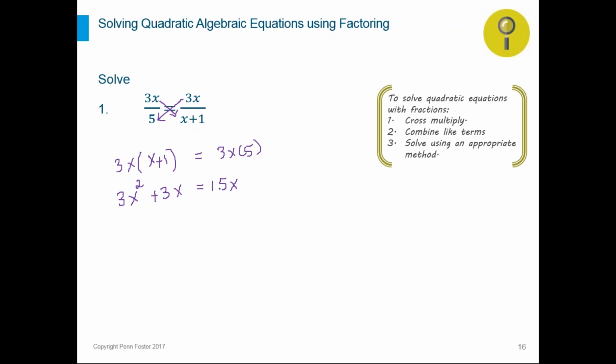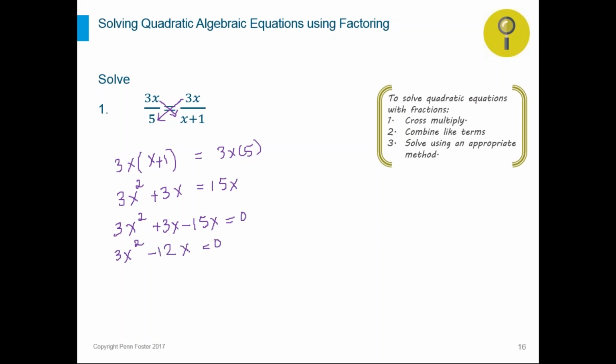Okay, well, I see 15x and 3x, then these are like terms I'm able to combine. So 3x squared plus 3x. This 15x was positive on the right-hand side of the equation, so bring it to the left with a negative sign, equals 0. Now combine those terms. So 3x squared doesn't have a matching term, so it's going to stay the same. 3 minus 15 will give you negative 12x equals 0.